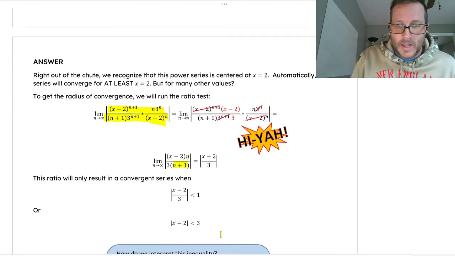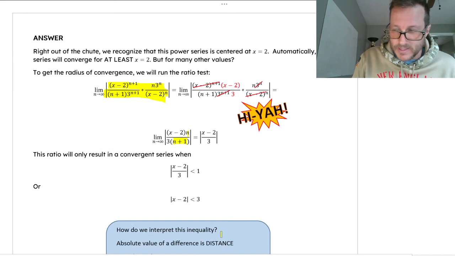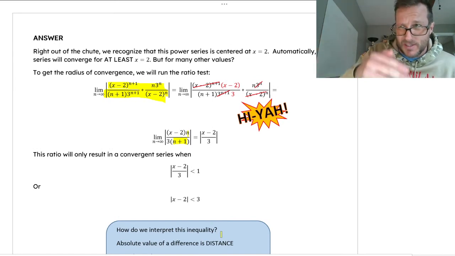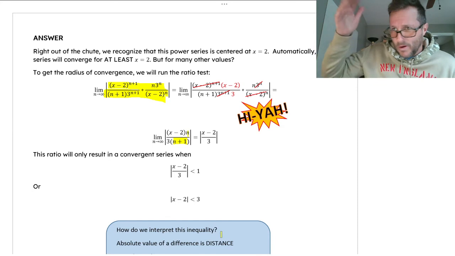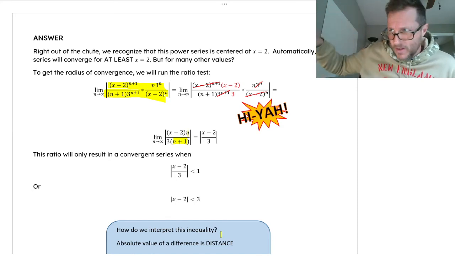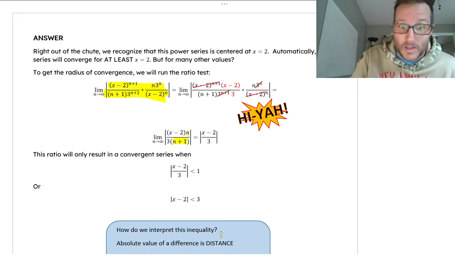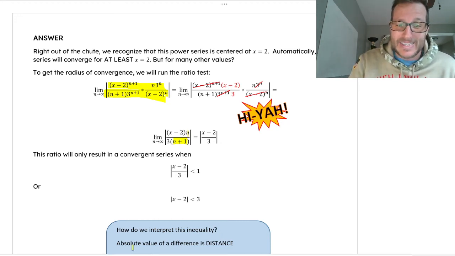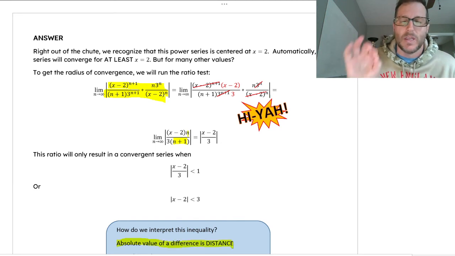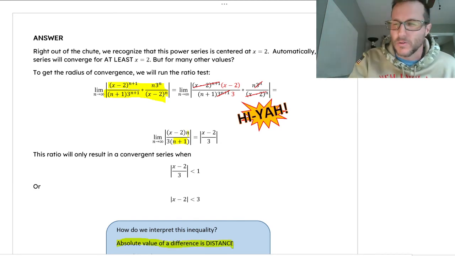Now, I can solve that by saying x minus 2 is less than 3 and x minus 2 is greater than negative 3. I can do that part, but I can also interpret the absolute value of a difference as distance. This is big. This is going to make it go a little bit quicker if we interpret it correctly. Not just go through the motions, but use our mathematical interpretation to make it simpler.